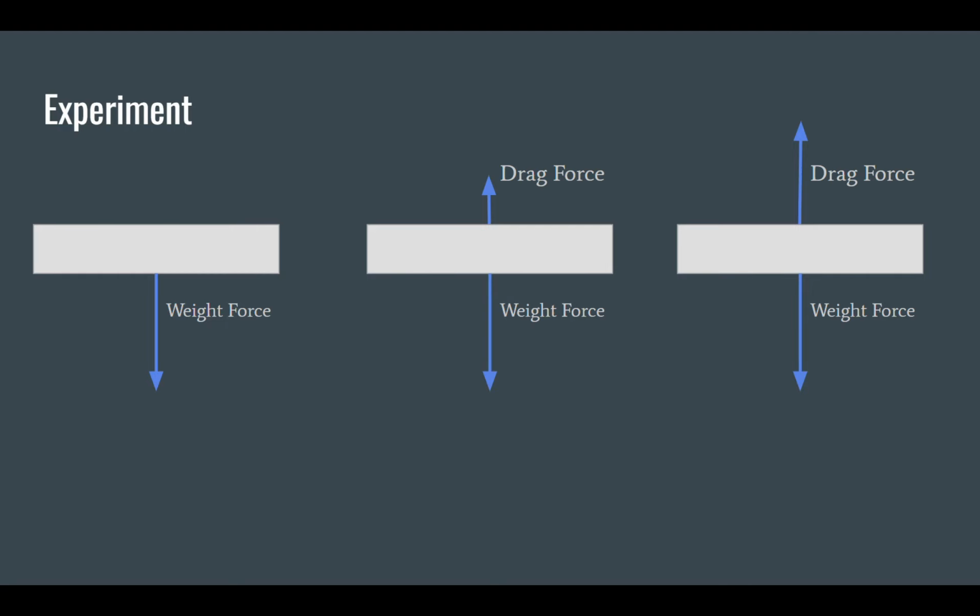Now, as you can see here, at rest, the paper will start with nothing but the weight force, and then as it starts moving, the drag force will increase, and then keep on increasing until it reaches what we call a terminal velocity, where the net force is 0, and it's going to stay at the same velocity.